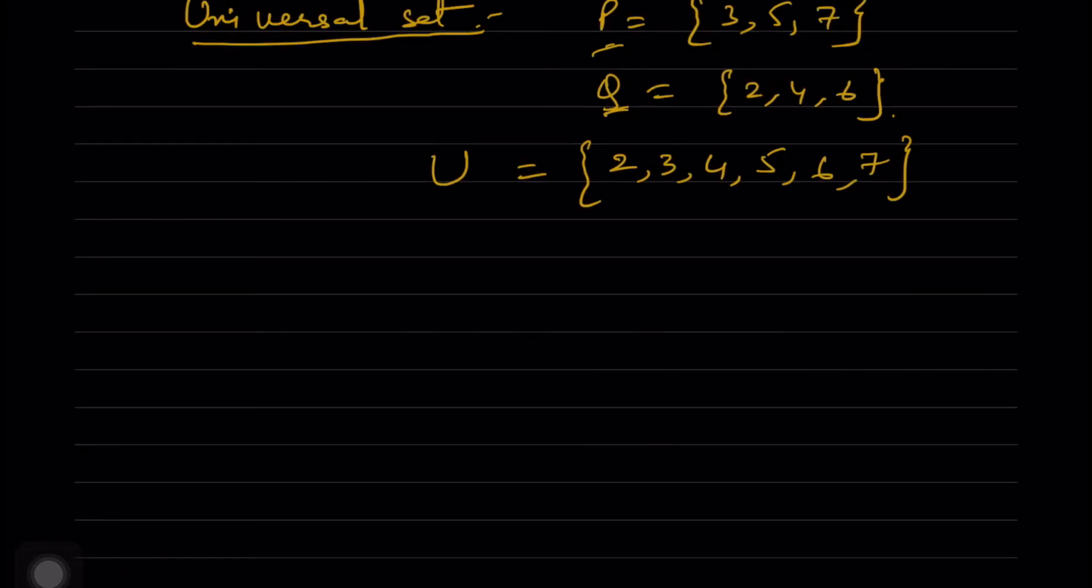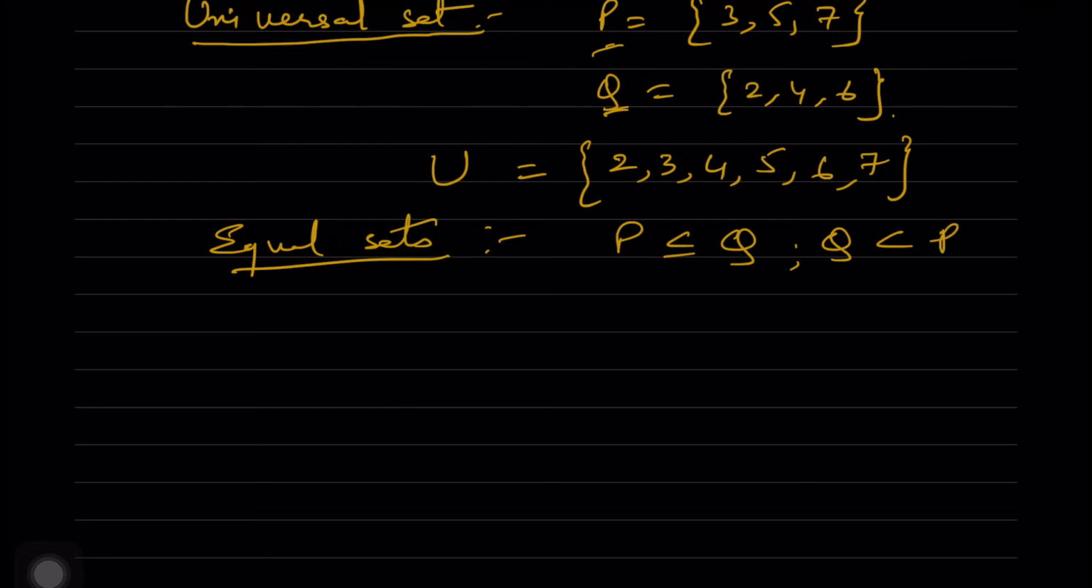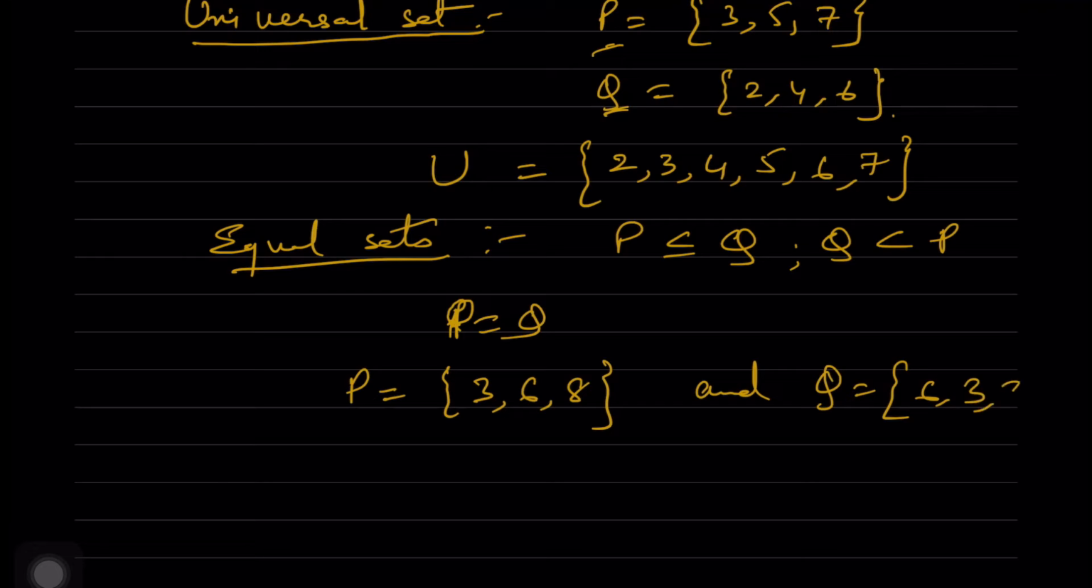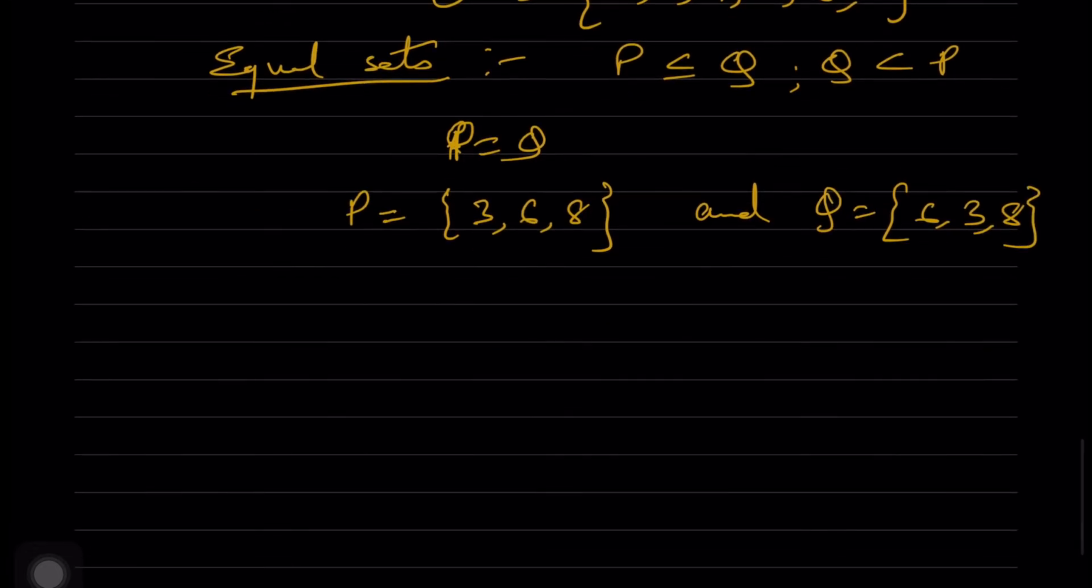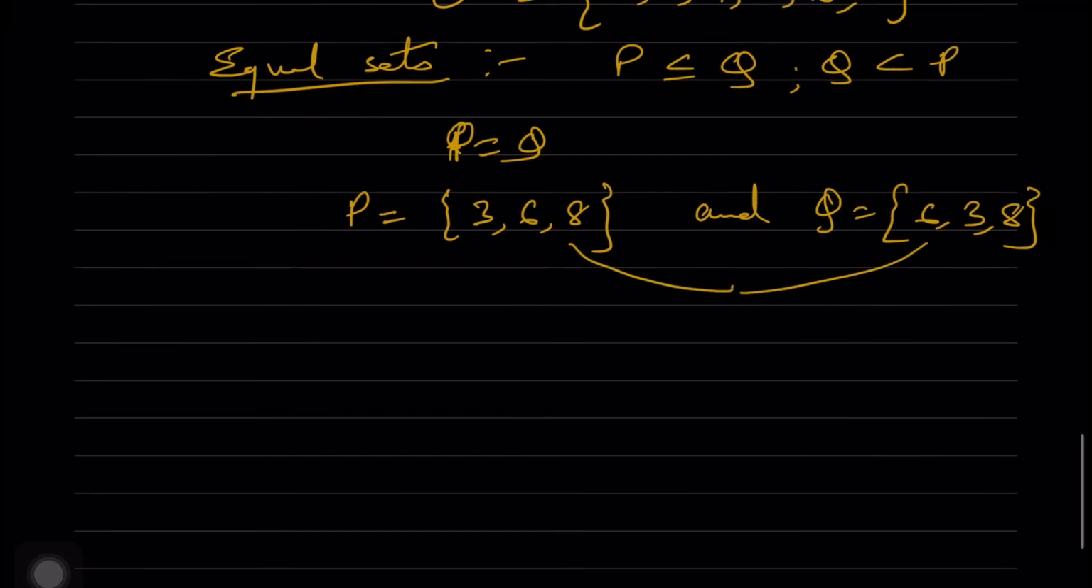Equal sets we have next. Suppose P is a subset of Q and Q is also a subset of P, then we can say that P is equal to Q. So suppose P is equal to {3, 6, 8} and Q is equal to {6, 3, 8}. I told you the order doesn't matter. Here both are subsets of each other, with exactly the same elements in both of them, therefore P is equal to Q.